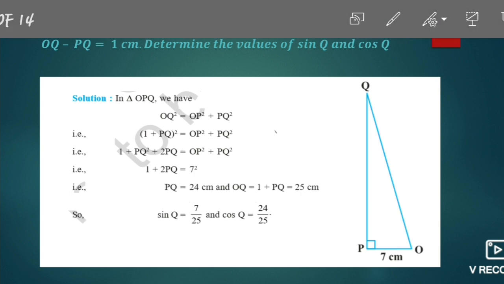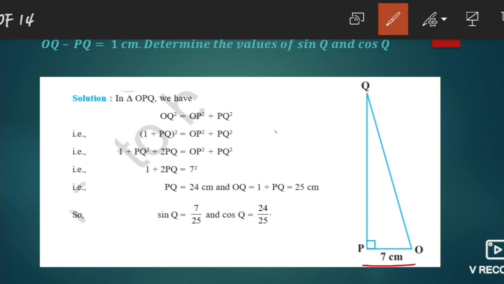Look here, only the value of OP is given, and it is given that OQ minus PQ, that means this side minus this side, is equal to 1 centimeter. The values of the sides are not given. So how can you find the value of sin Q and cos Q? This question is very important.